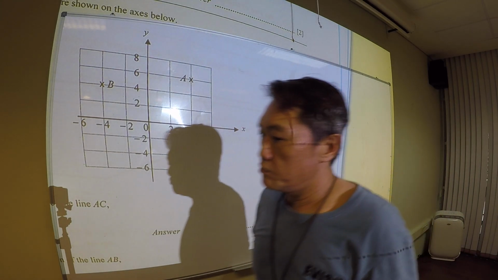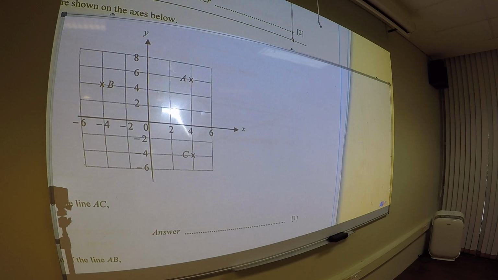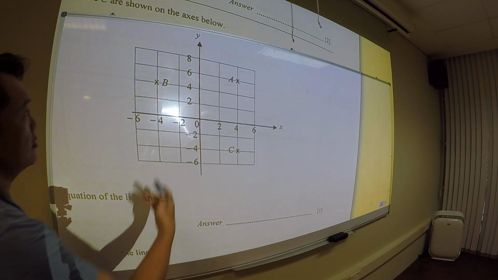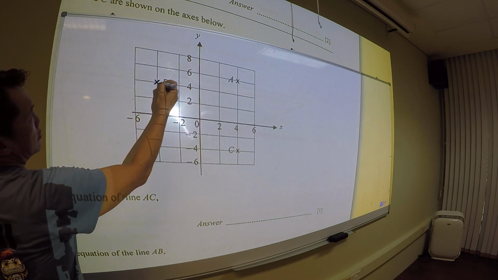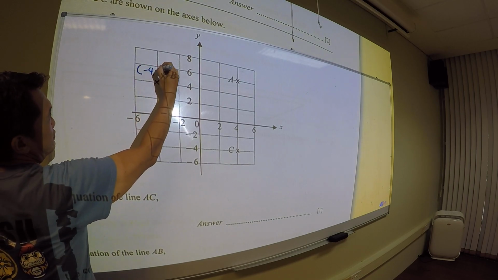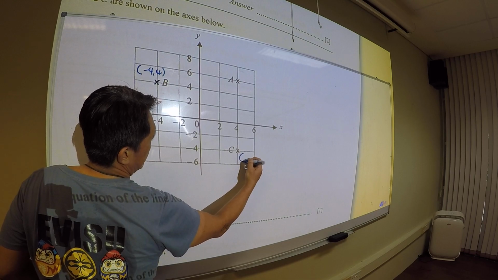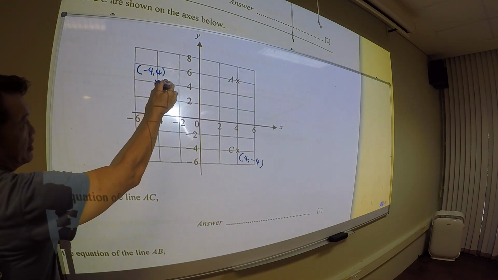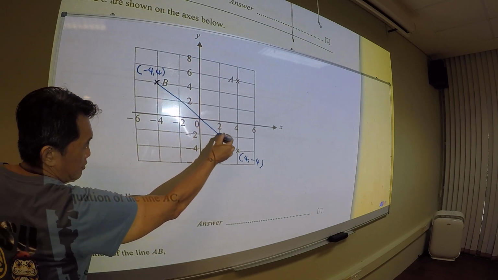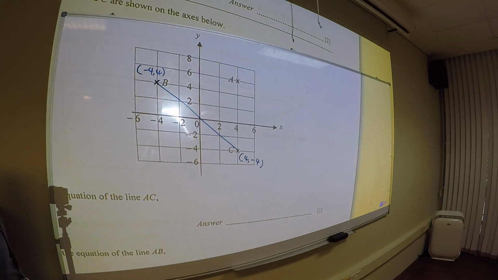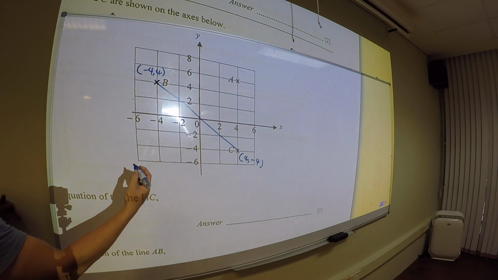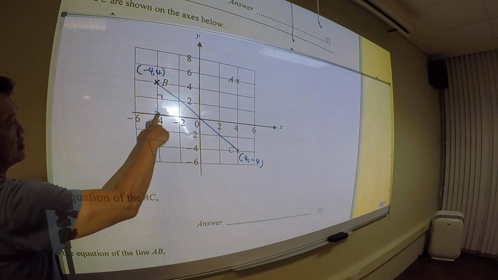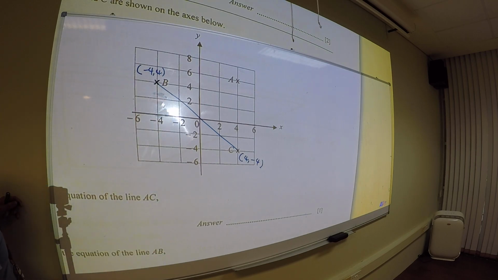Find distance BC. B is here. The coordinate is minus 4, 4. C is here. The coordinate is 4, minus 4. I want to find the length of this line. X and Y is always 90 degrees apart. Horizontal and vertical is always 90 degrees apart.